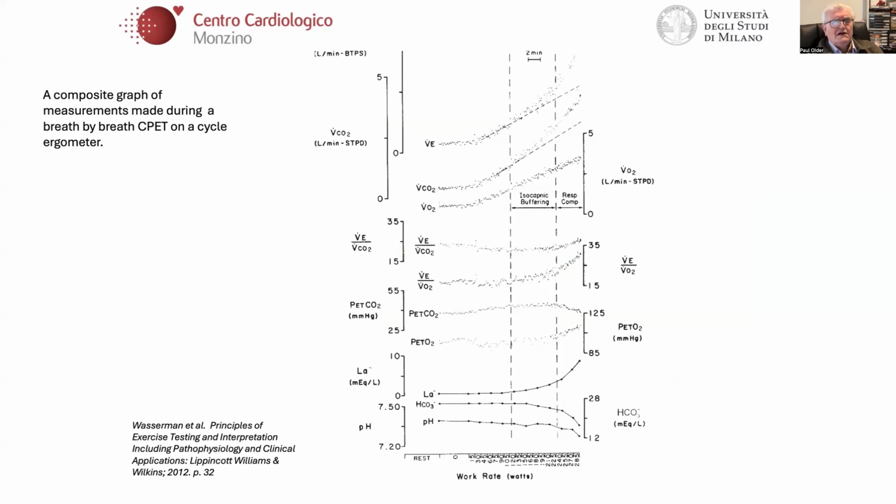This is a composite graph of measurements made during a breath-by-breath cardiopulmonary exercise test on a cycloergometer. Notice, though, we also have some arterial measurements of lactate, bicarbonate, and pH.